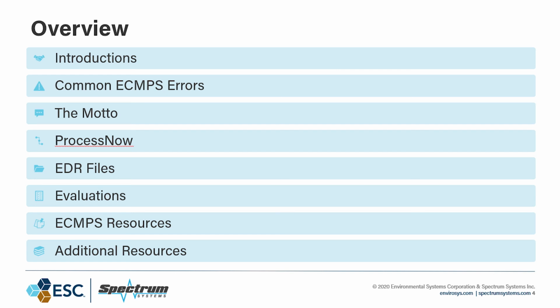Here's an overview of what we'll be going over today. We will be reviewing common ECMPS errors that most of our customers experience during the reporting month, along with some simple mottos that we carry internally. We'll share why it is so important that Process Now is passing. We'll look at EDR files and how to view them, some quick tips to make your life easier when looking at EDR files, how to evaluate them and ensure you're evaluating your EDRs correctly, and additional resources that can help you along the way.